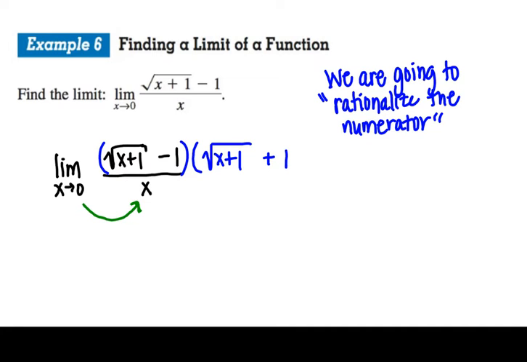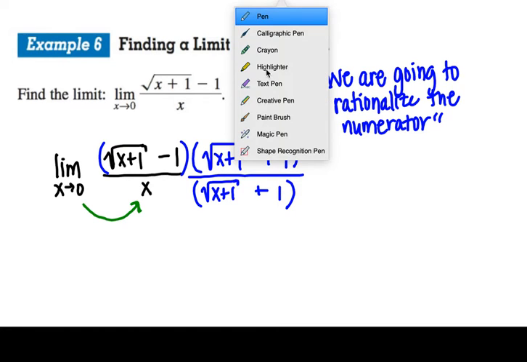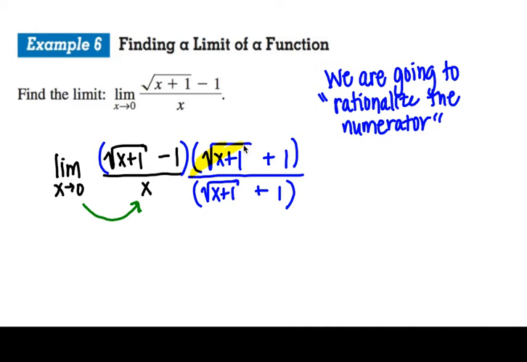So I've got the square root of x plus 1 that I'm multiplying the numerator by, and I want to just change the way this looks, not the actual value. So I'm going to make sure that I am multiplying by a factor of 1, and anything over itself is indeed 1.